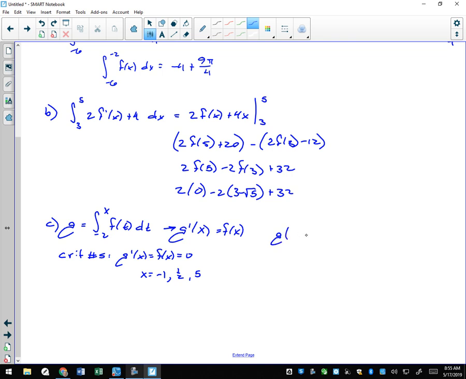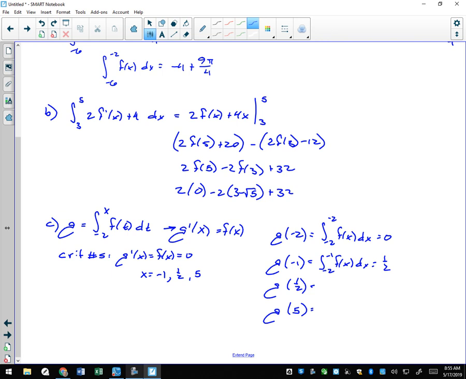I'm going to find the value of g at my left endpoint of negative 2, the value of g at negative 1, the value of g at 1/2, and then the value of g at my other endpoint, which is also a critical number, at 5. So g of negative 2 would be the area from negative 2 to negative 2 of f of x, which would just be 0. G of negative 1 would be the area from negative 2 to negative 1 of f of x. And looking at the graph, negative 2 to negative 1, that's an area of 1/2.